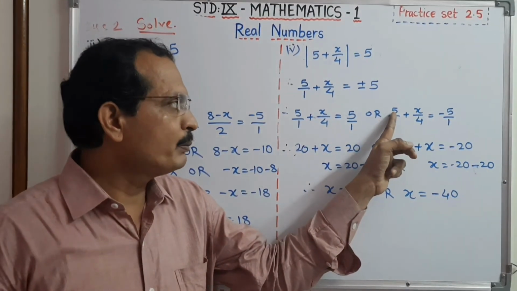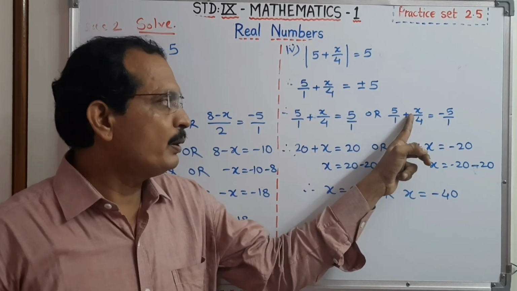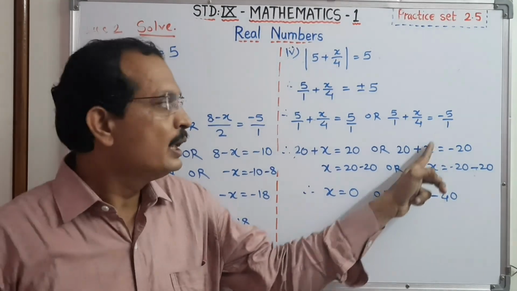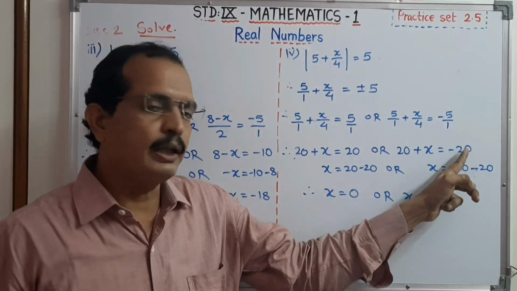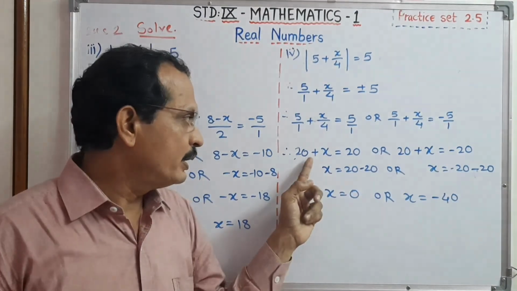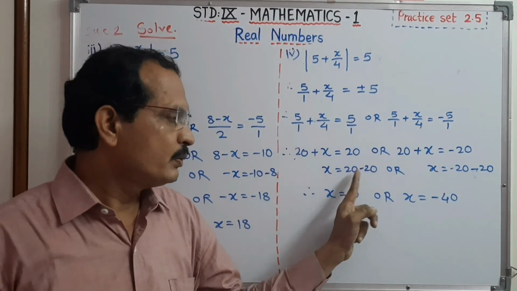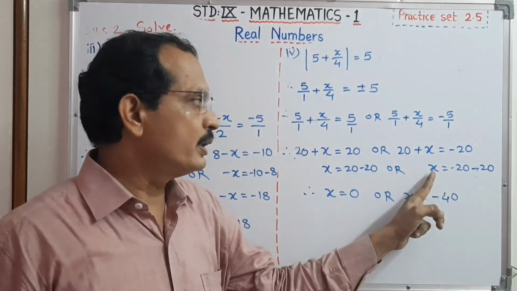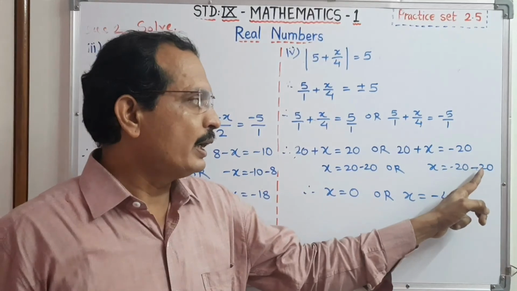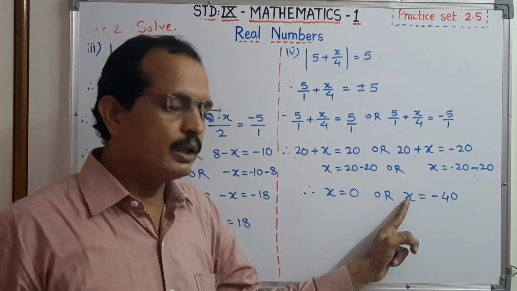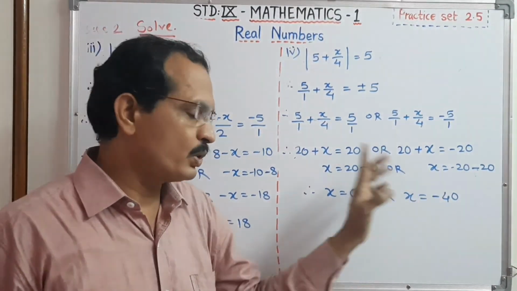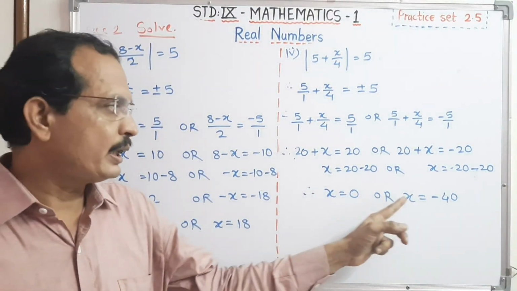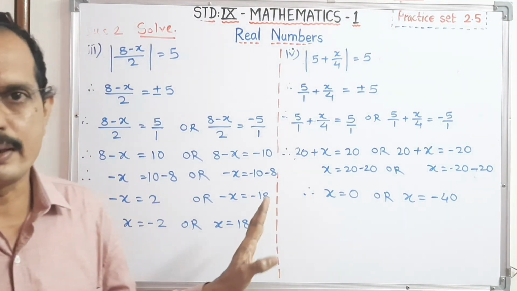Same thing, 5 multiplied with 4 is 20. This 4 multiplied with x upon 4, 4 and 4 get cancelled, it is x. And this minus 5 multiplied with 4, then it is minus 20. Then x is equal to 20 minus 20, it is 0. 20 plus x is equal to minus 20, then it is x is equal to minus 20 and this minus 20. Therefore we get the value x is equal to minus 40. Therefore dear student, we get here x is equal to 0 and x is equal to minus 40. It is the final answer.